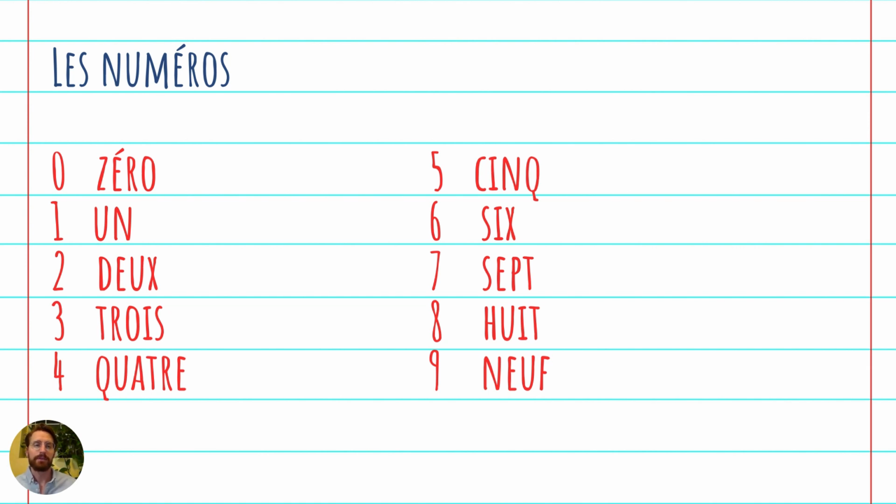Ensuite, ce sont les numéros. So here we've got the numbers less than 10. We have 0, 1, 2, 3, 4, 5, 6, 7, 8 et 9.